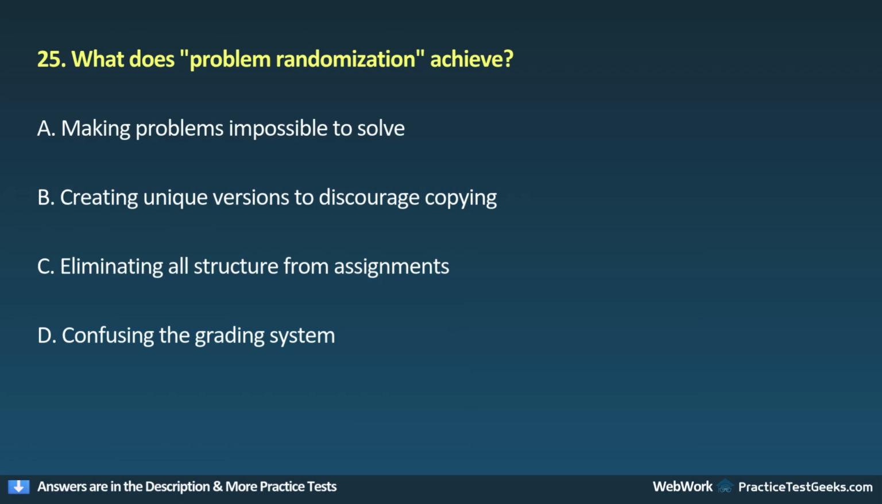25. What does problem randomization achieve? A. Making problems impossible to solve. B. Creating unique versions to discourage copying. C. Eliminating all structure from assignments. D. Confusing the grading system.